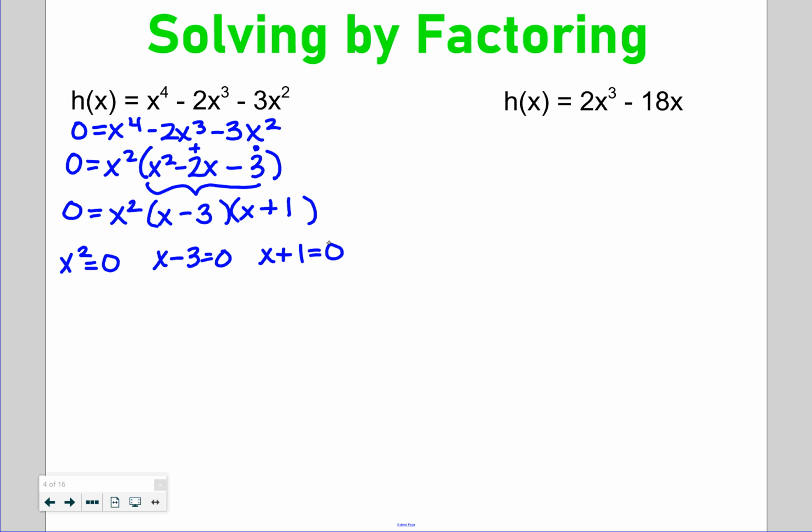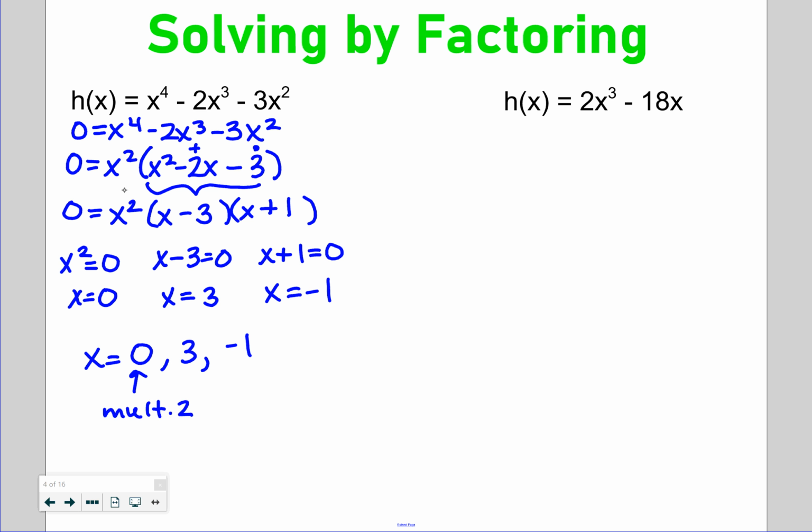And from there, I'm going to solve on the first one. If I take the square root of both sides, I'm going to get just x equals 0. In the second one, I can move my 3 over, and I'll get x equals 3. And in the final one, if I move my 1 over, I'm going to get x equals -1. So my solutions to this polynomial are 0, 3, and -1. And we say that 0 has a multiplicity of 2, again, because that factor was squared in the original problem.